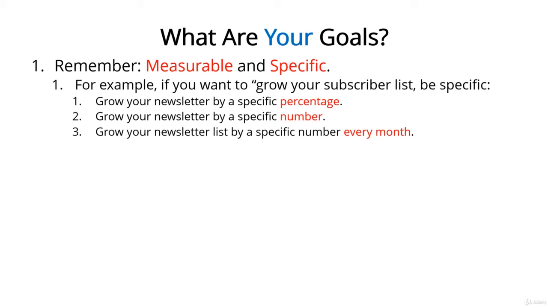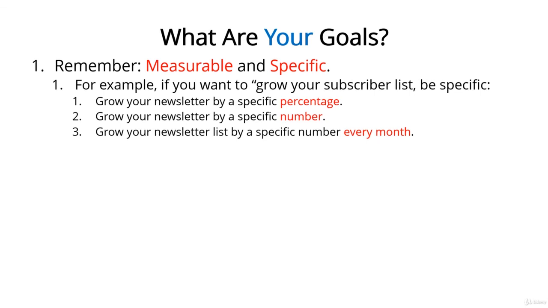Let's stick with this example of growing the number of newsletter subscribers. Here are some example goals. Grow your newsletter by a specific percentage, like grow it by 10% by some specific date. Grow your newsletter by a specific number. For example, get 1,000 subscribers by a specific date. Grow your newsletter list by a specific number every month, like 500 new subscribers via social media on a monthly basis. Those are just examples. What you need to do is write down your goals and how you intend to achieve these goals via social media.